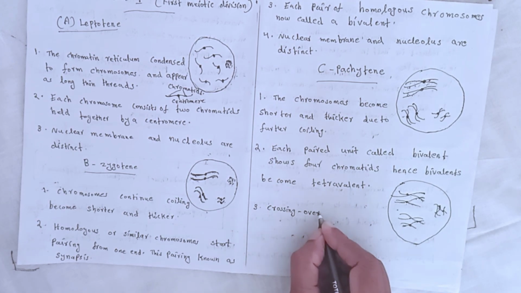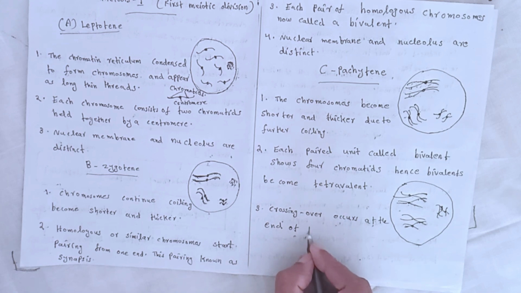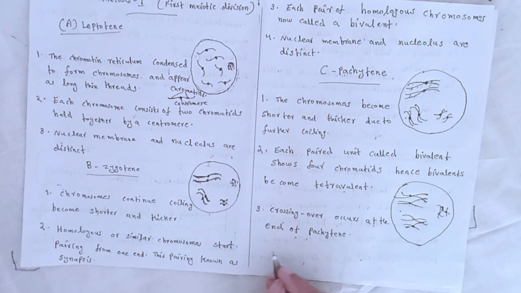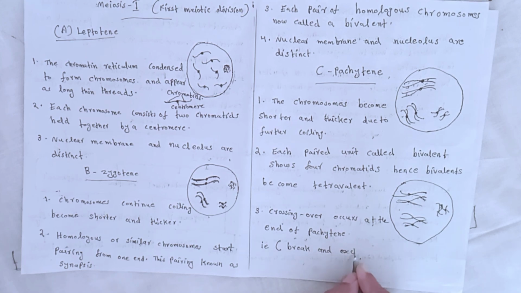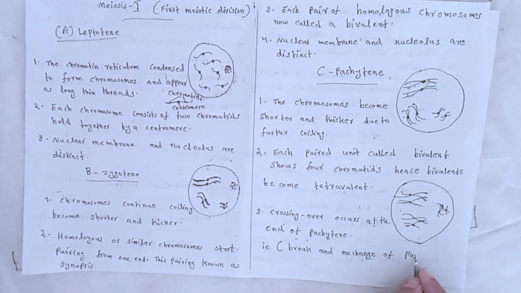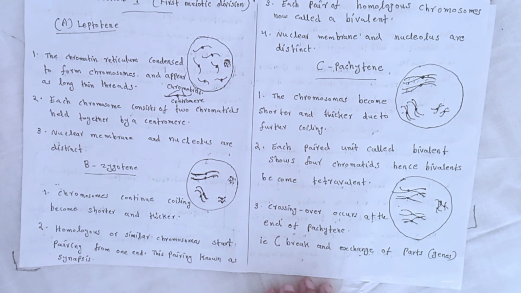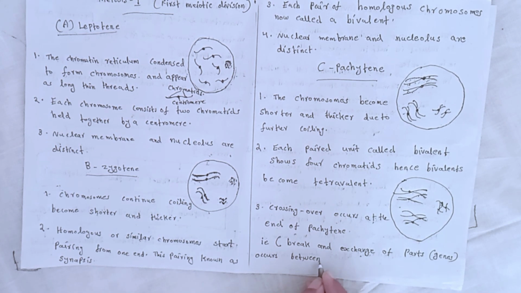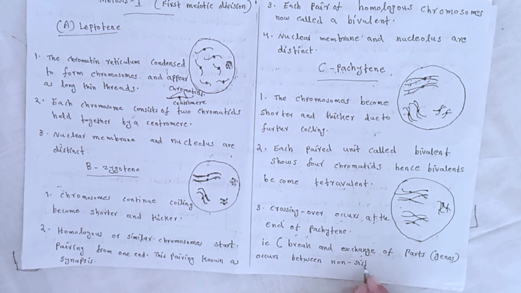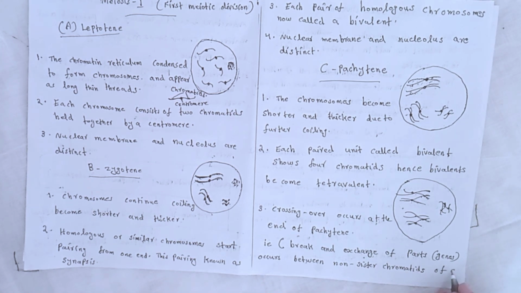Crossing over occurs at the end of the packaging stage, that is, crossing over is break and exchange of parts. Parts means genes. It occurs between non-sister chromatids of a homologous pair.